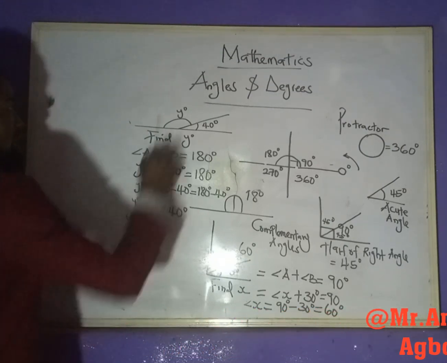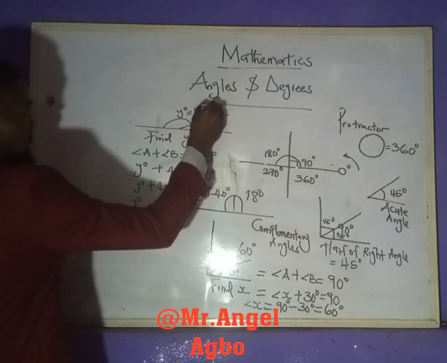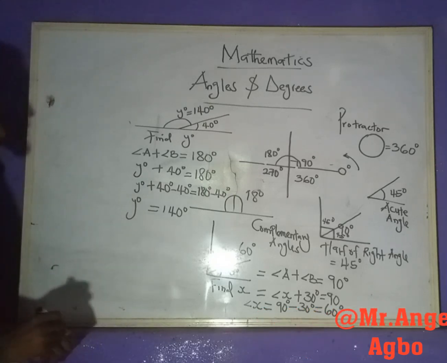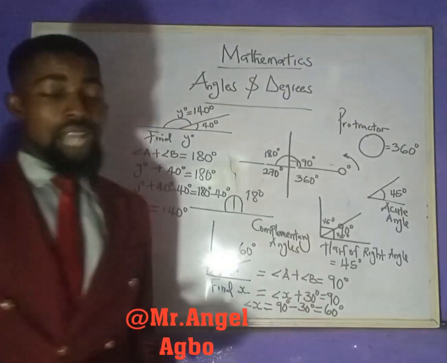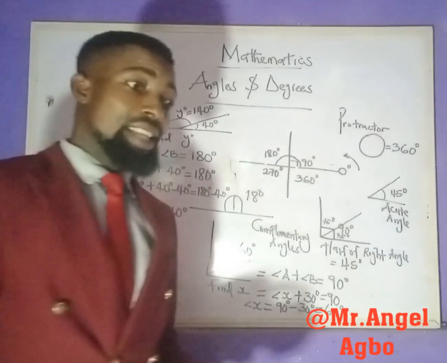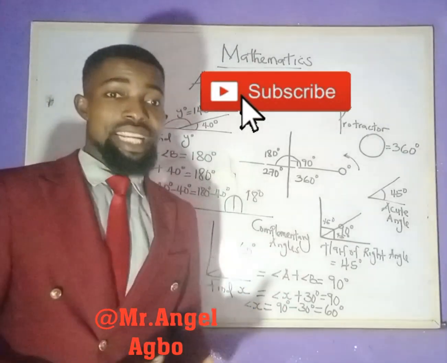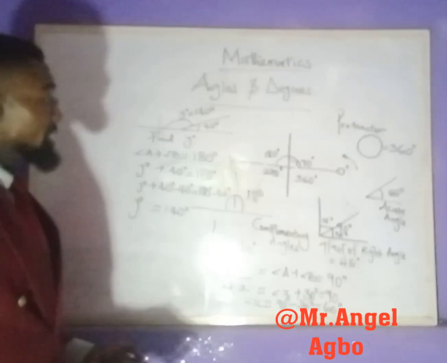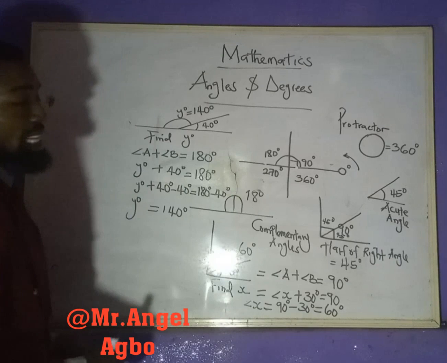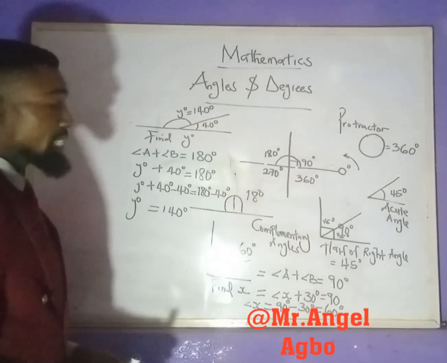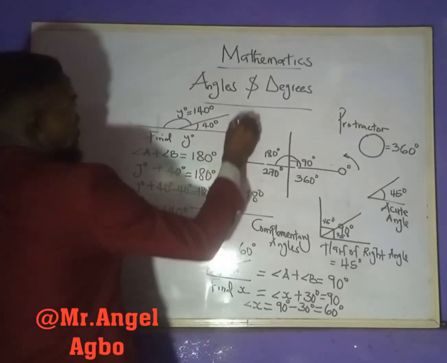So our y here is equal to 140 degrees. What is this? It is an obtuse angle. Obtuse angles are angles that are greater than 90 degrees but lesser than 180 degrees. 140 degrees is greater than 90 degrees but lesser than 180 degrees, and is an obtuse angle.